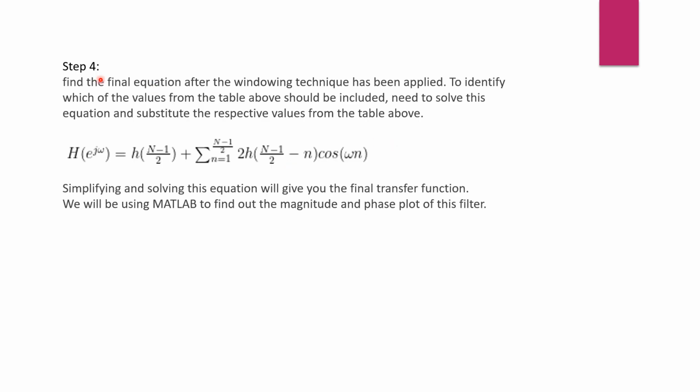The next step is to find the final equation after the windowing technique has been applied. To identify which of the values from the table should be included, we need to solve this equation and substitute the respective values from the table above. Here we are supposed to find out the magnitude and phase plot of this filter, so we will not be solving this problem manually, but we will be solving this equation using Matlab, and we'll find out the magnitude and phase plot of this filter.